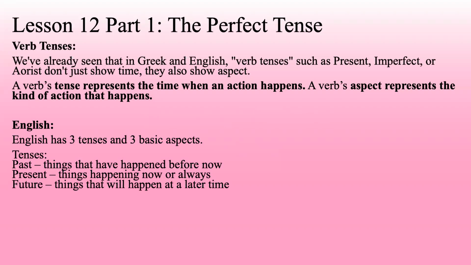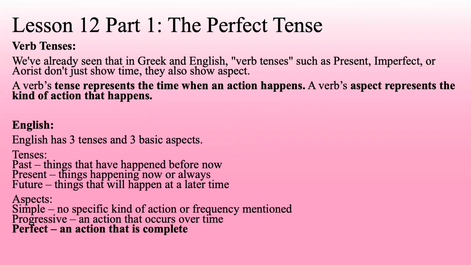Our tenses are past, which are things that have happened before now, present, things happening now or always, and future, things that will happen at a later time. Our three aspects are simple, no specific kind of action or frequency mentioned, progressive, an action that occurs over time, or perfect, an action that is completed.